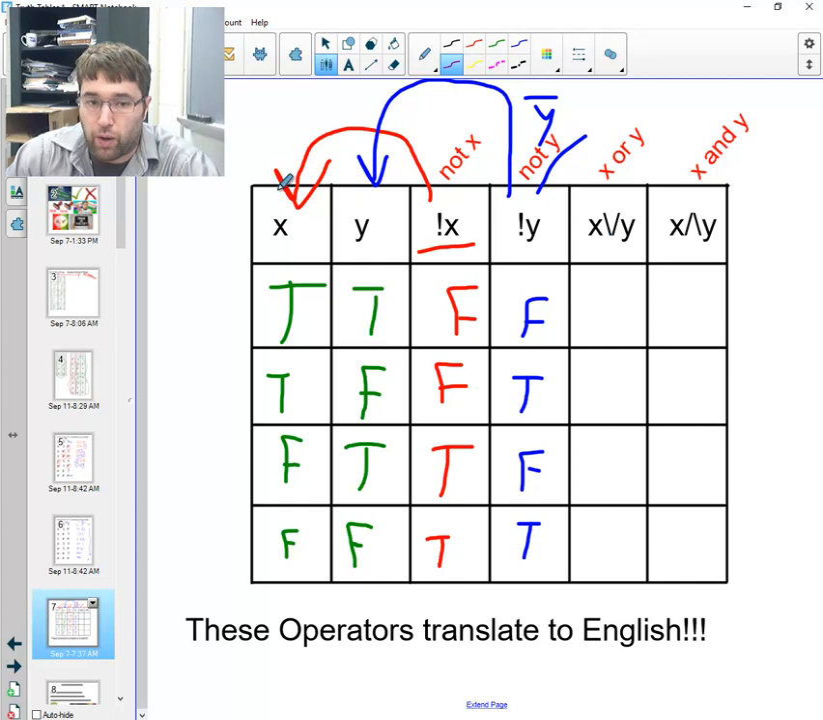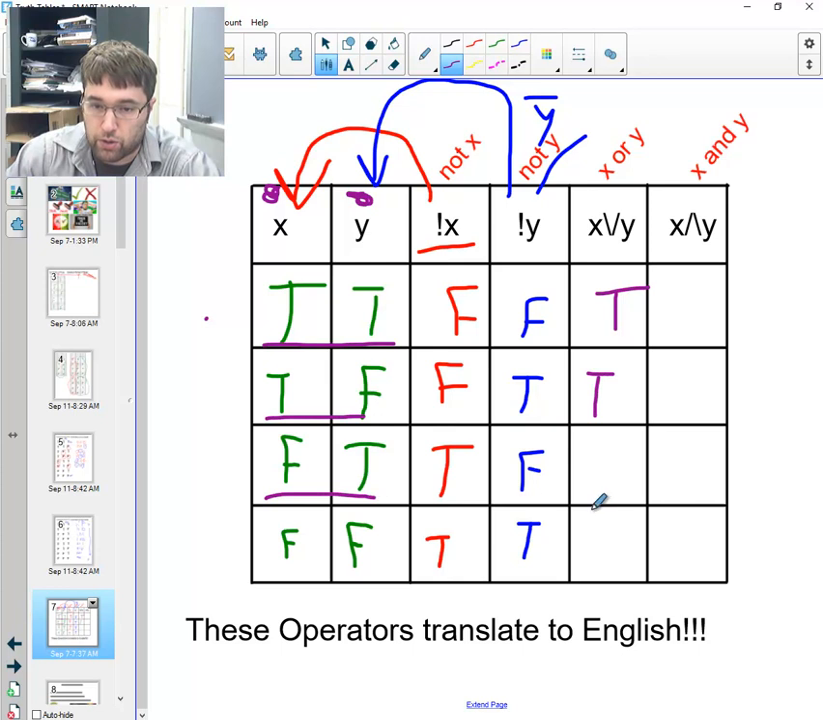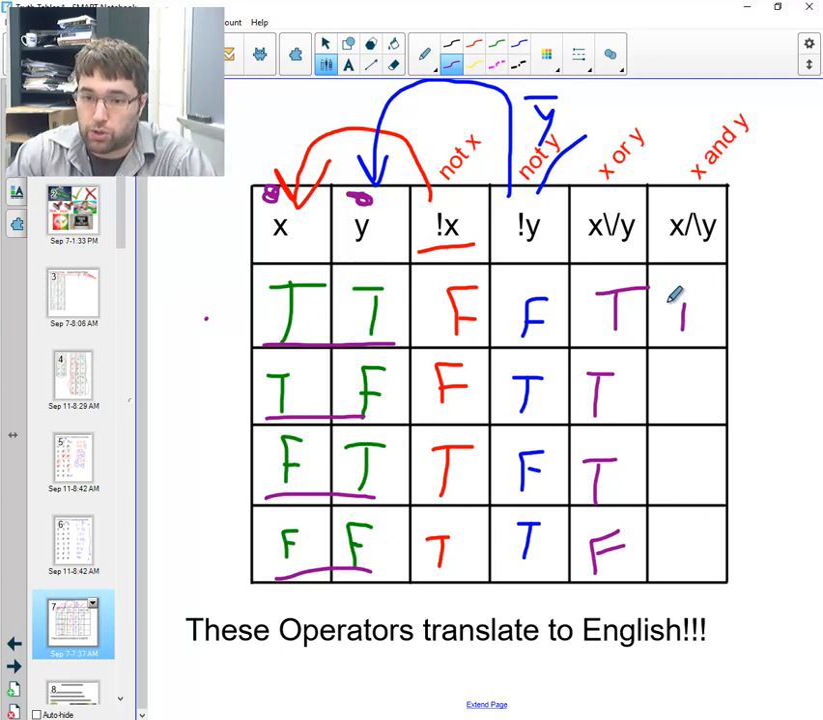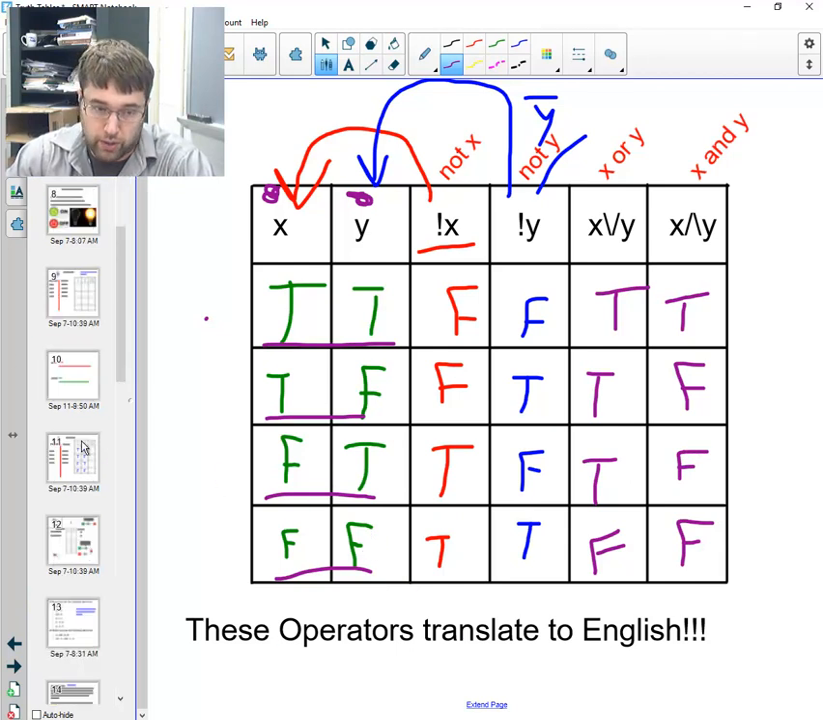Now x or y, we're looking at x, we're looking at y. We ask ourselves, is there a true? Yes. Is there a true? Yes. Is there a true? Yes. Is there a true? False. With x and y, we say, is there a false? No, so it's true. Is there a false? Yes, it's false. Is there a false? Yes, it's false. Is there a false? Yes, it's false. These operators also translate to English.